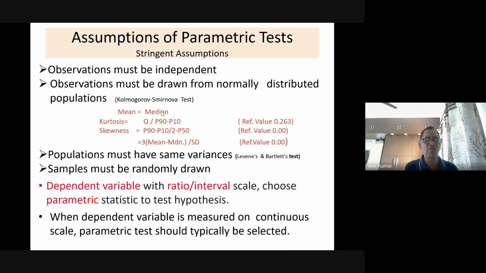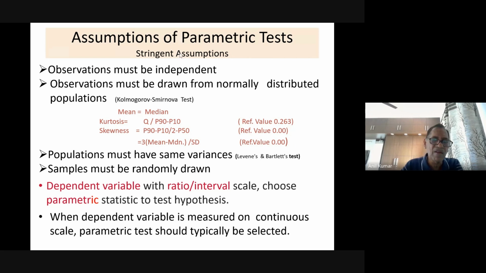And how can we see that? By conducting a test, the KS test is there. I think in the next session, which is devoted to the software, we will try to establish that yes, the KS test can be used for establishing the normality or otherwise of the data.